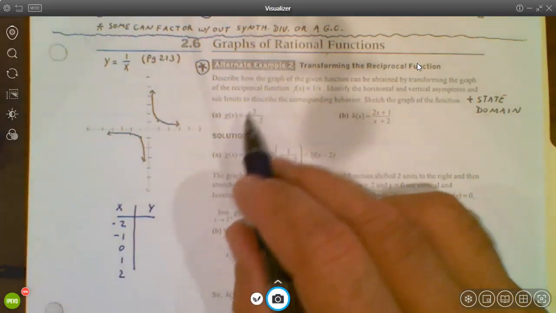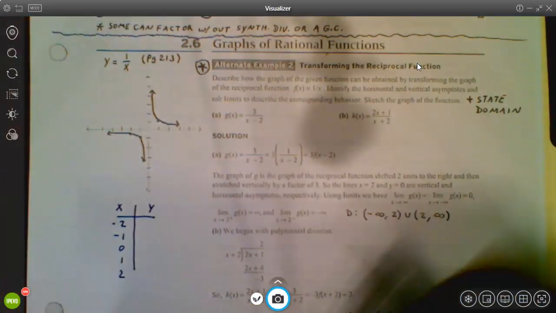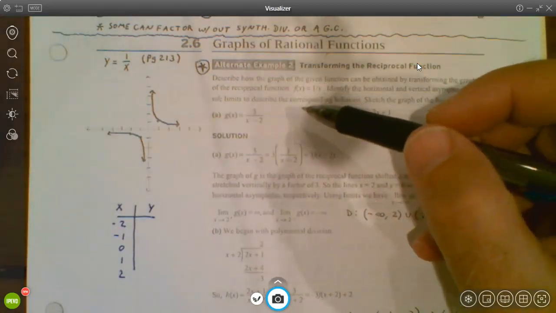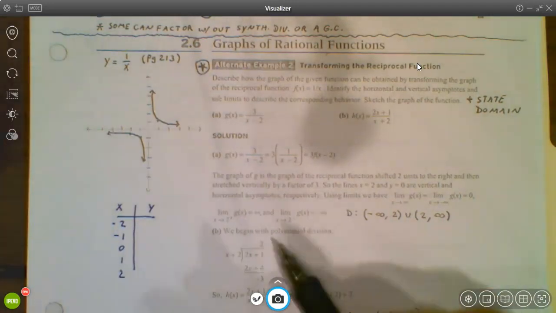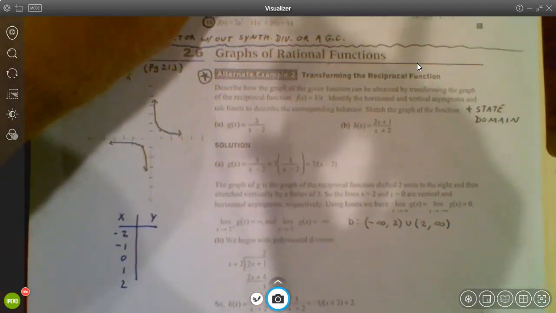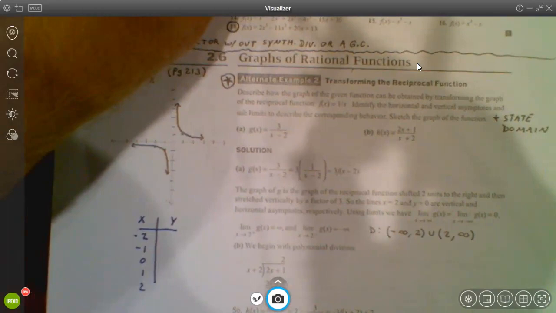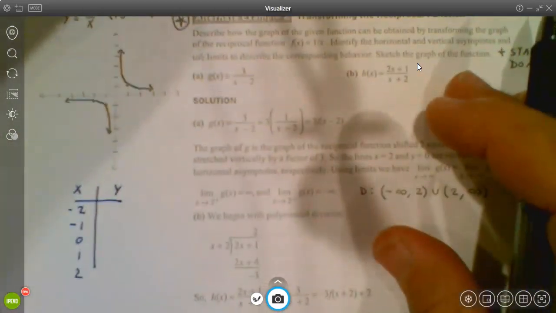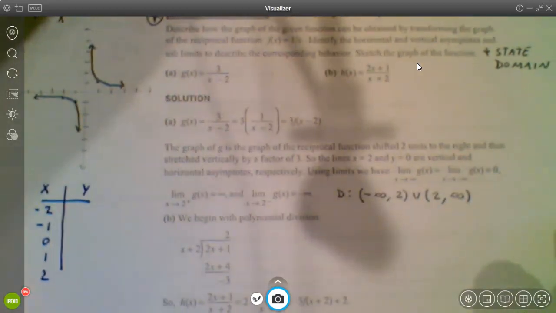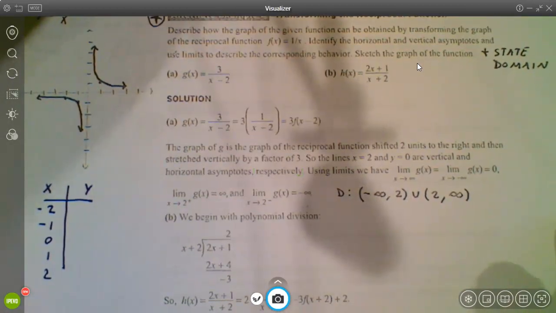So what if we did something like this? What they want you to do is write it so that it looks like the parent function, while isolating and identifying what transformations are taking place. Here's the first one that they had done for you. I'm going to zoom in here a little bit because it may not be clear if you don't have the notes printed in front of you. Let me try to help you out. See if that's a little better for you.